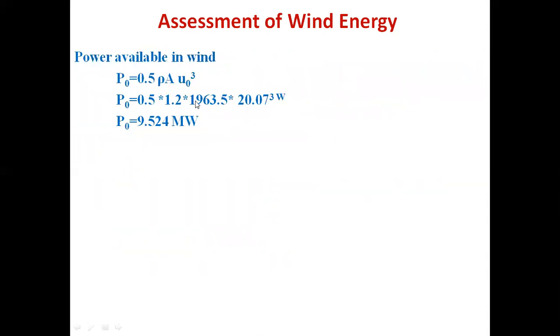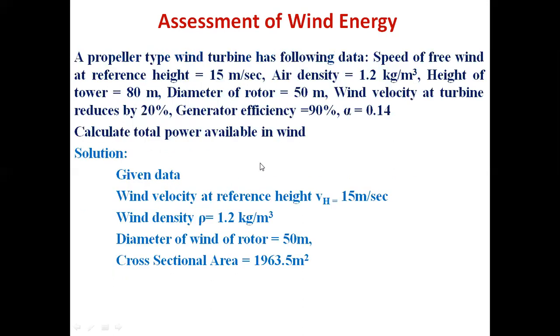So when we put the values of all these parameters, rho, A, and U0 or V80 in this equation, we determine the power available in the wind. This is in watt. When we multiply all these parameters, we will get 9.524 megawatt or 9.524 into 10 raised to 6 watt. So this was the question, to calculate the total power available in the wind. In this way, we can calculate the power available in the wind.